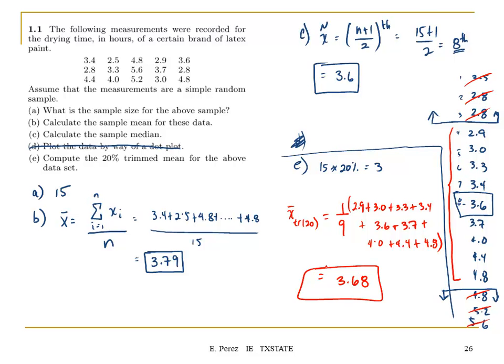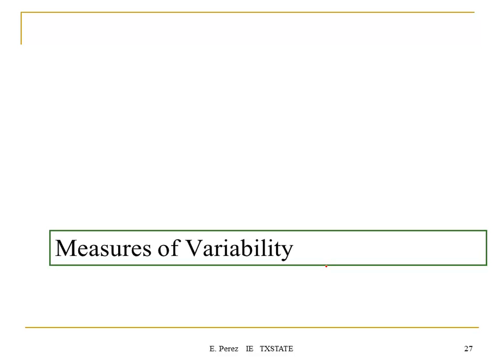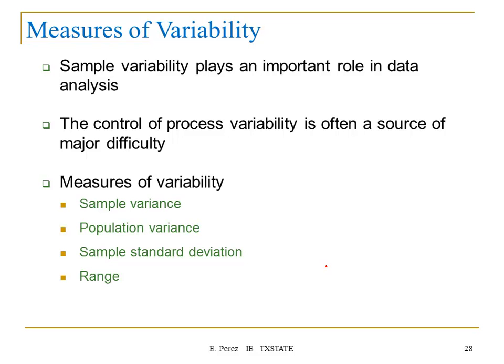Now, in the next 10 minutes, we're going to move to a different type of measurement. These are called measures of variability. Okay, so you know about the variance, the standard deviation. So those are the measurements that we're going to discuss now. So sample variability plays an important role in data analysis. The control process variability is often a source of major difficulty. So measures of variability includes the sample variance, the population variance, sample standard deviation, and the range.